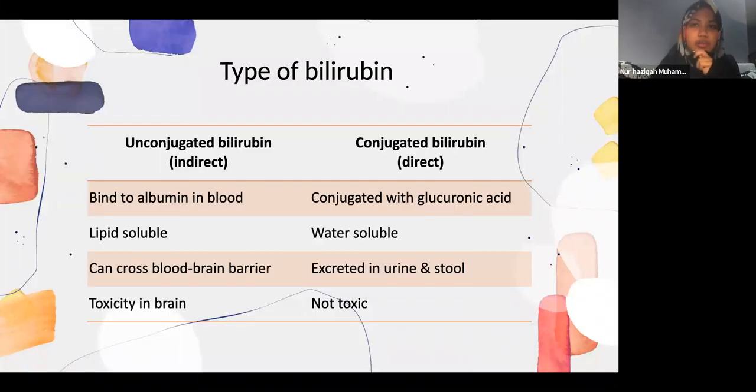So we go to types of bilirubin. There are two types, unconjugated and conjugated. Unconjugated, as mentioned before, binds to albumin and is lipid soluble. However, the danger of unconjugated bilirubin is that it can cross the blood-brain barrier, which can later lead to toxicity in the brain. For the conjugated, it is conjugated in the liver and very water soluble and excreted in the urine and stool. This conjugated bilirubin does not cause kernicterus, so it is not toxic.